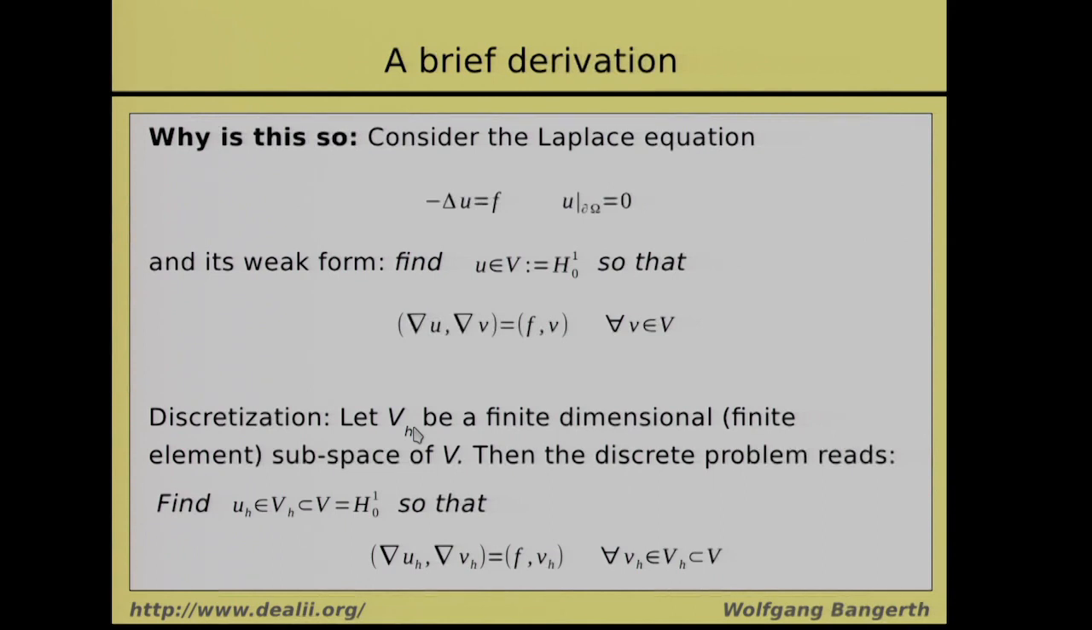so that's our finite element space, for example, and I want to find a UH in this VH, which is a subspace of my function space H10, so that (gradient UH, gradient VH) equals (F, VH) for all test functions VH, right? You've seen this many times. That's the standard approach to finite elements.